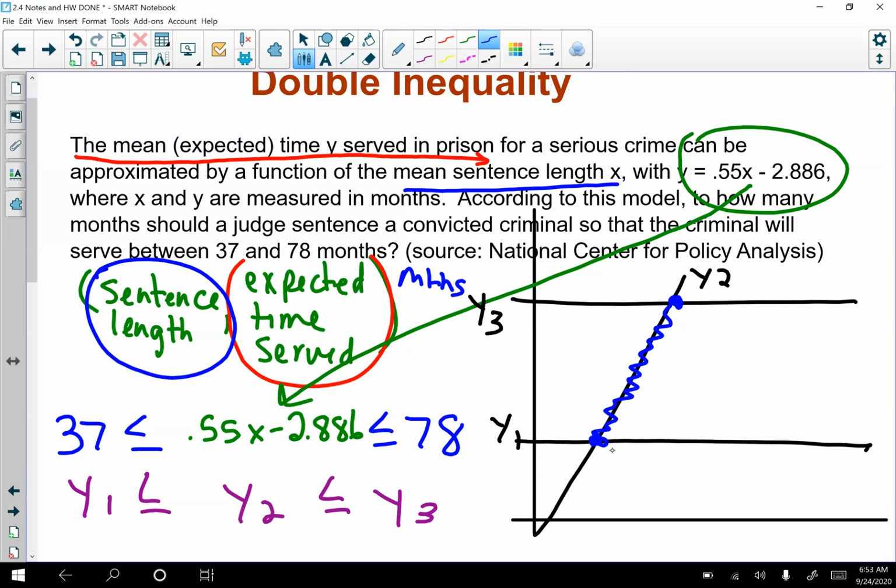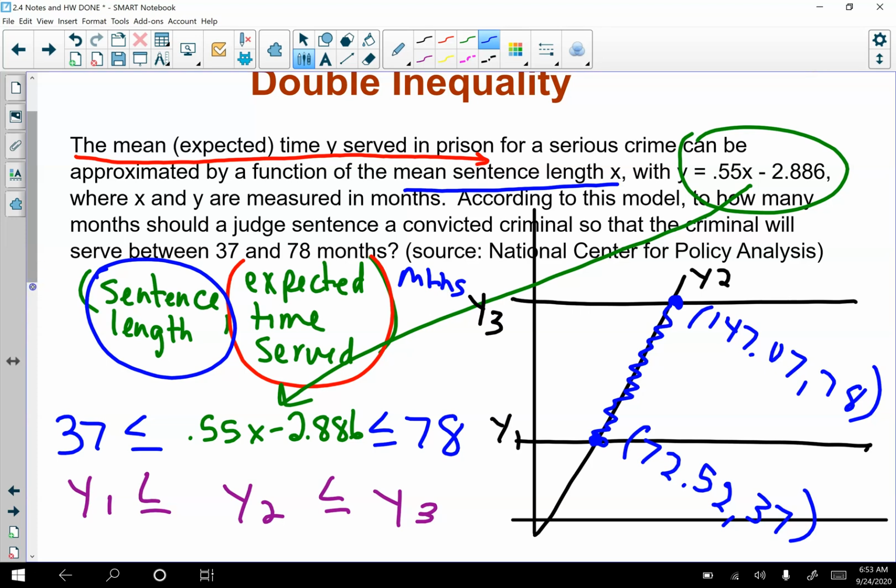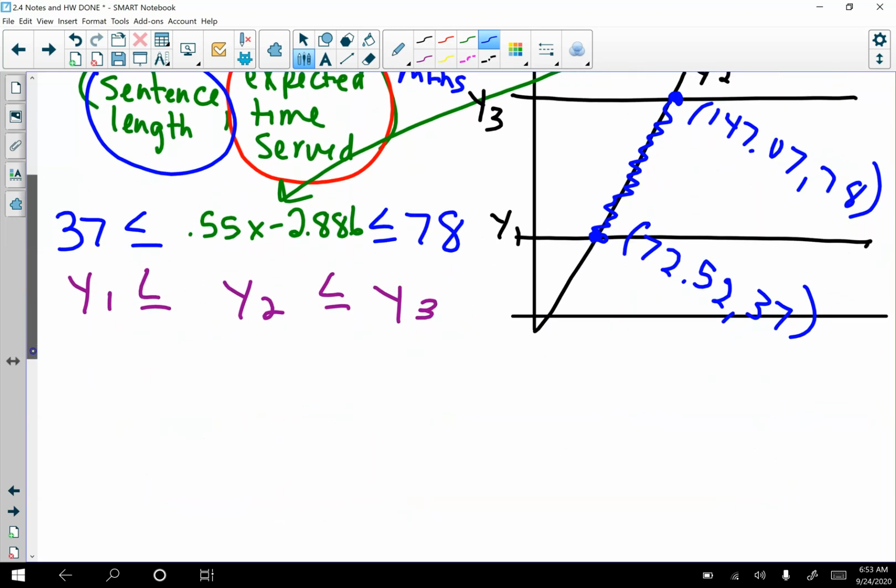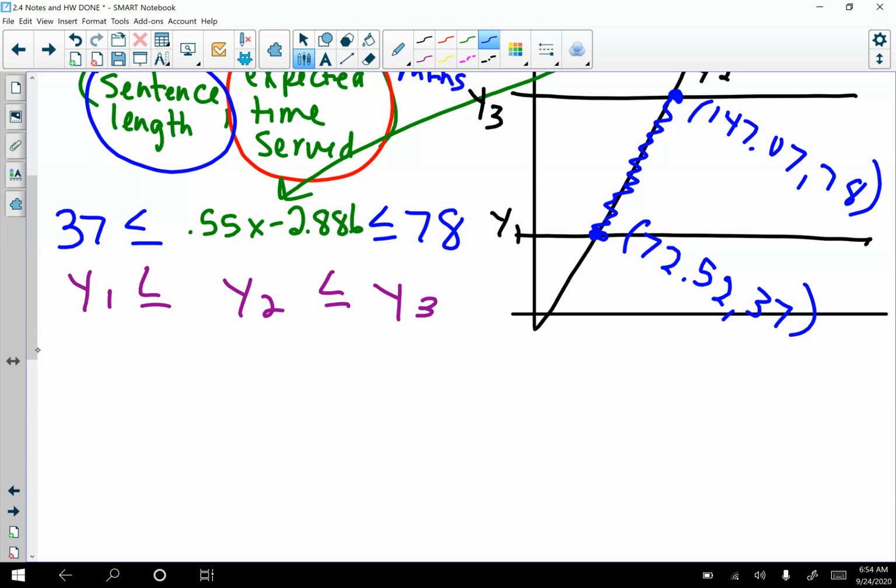So you're going to calculate the intersection just like the last one, and you should get 147.07, and the y is 78. And then the x is 72.5237. And if you need to go back and watch that other problem to make sure you know how to do that, that's what you should be doing. So what is my answer?